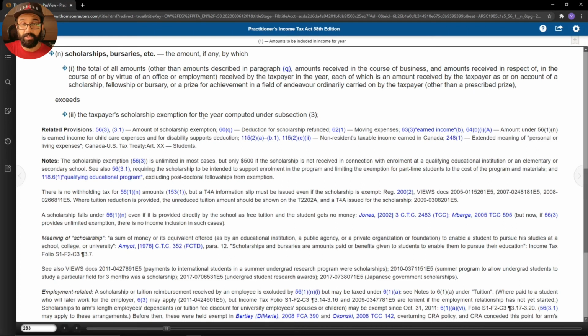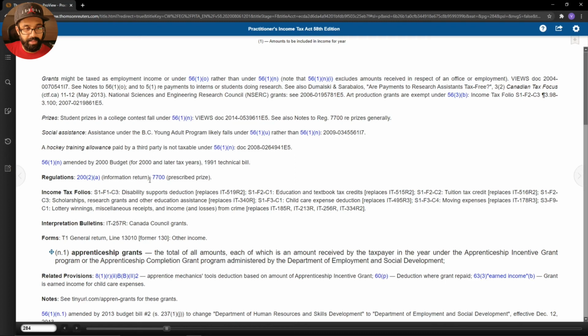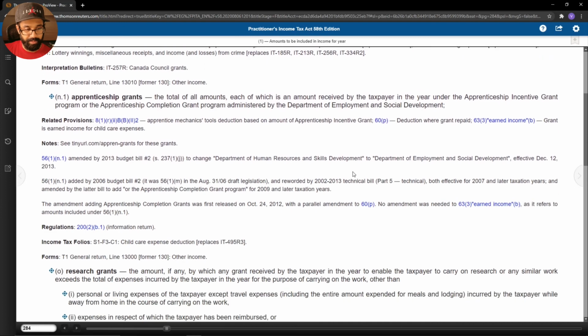Let's see if anything in the notes gives us a hint. The related provisions do not mention 56 subsection 1 paragraph Q. It mentions section 60 paragraph Q, but not what we're looking for there. The regulations do mention 7700 prescribed prize. Again, you have a choice now of where to go first. Because you are already here in section 56, I think it would be easiest to take a look at subsection 1 paragraph Q.